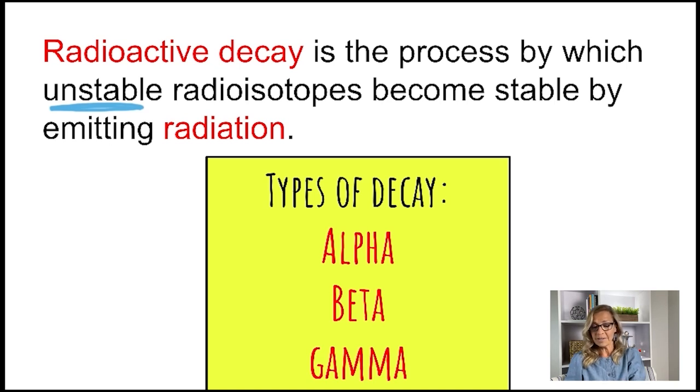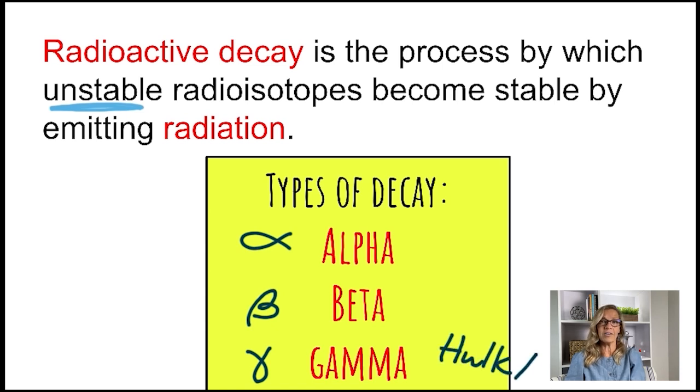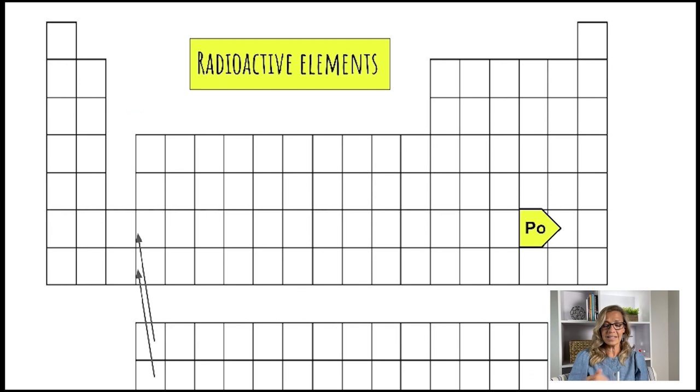One is alpha, and you know that symbol alpha there. The next one is beta. These are the first three letters of the Greek alphabet. And the third one is gamma, and you know that one best because that's what happened to the Hulk. The gamma rays got to him. I know that's science fiction, but at least it helps you relate to what we're talking about. So let's get into these types of decay.